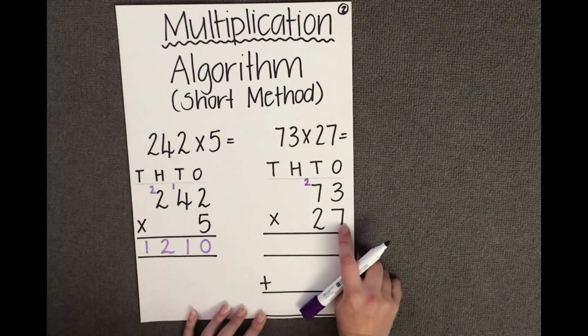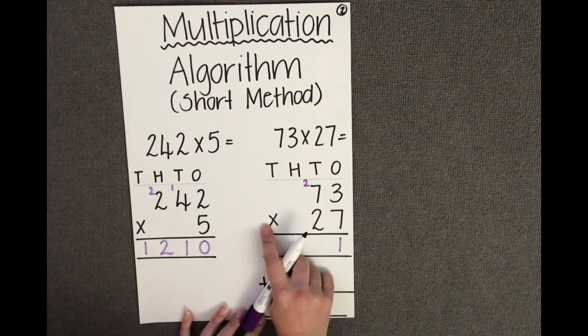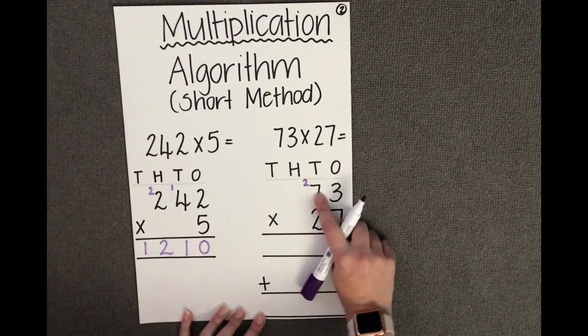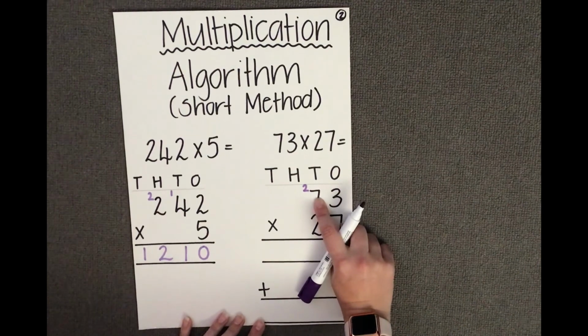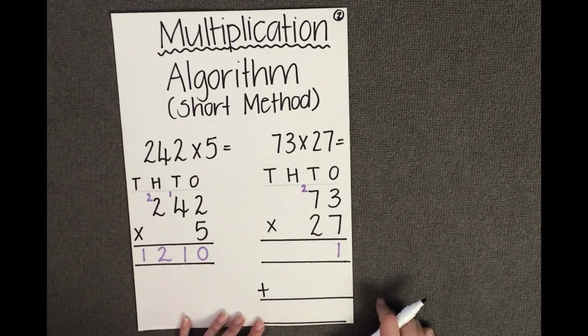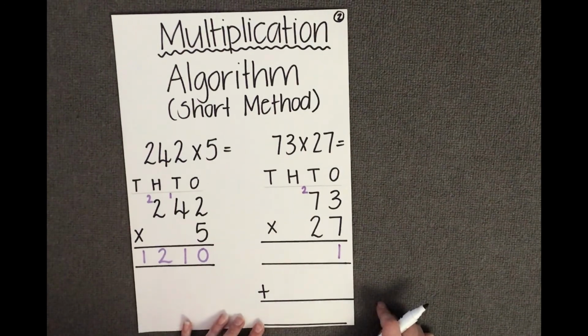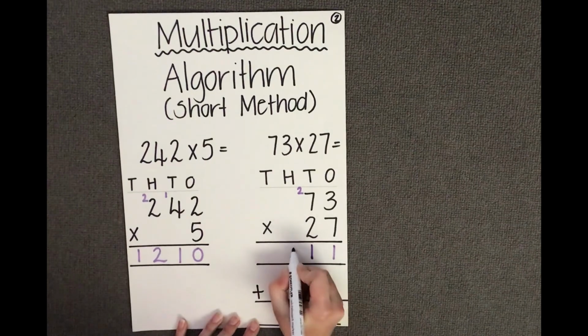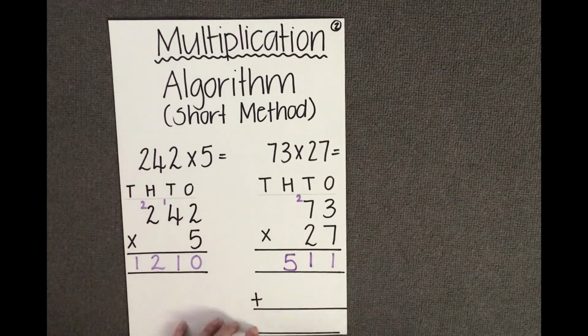Now we are going to multiply 7 times 7 tens. 7 times 7 tens is 49 tens. Add our 2 tens gives us 51 tens. In 51 tens, which is the same as 510, we have 10 and we have 500.